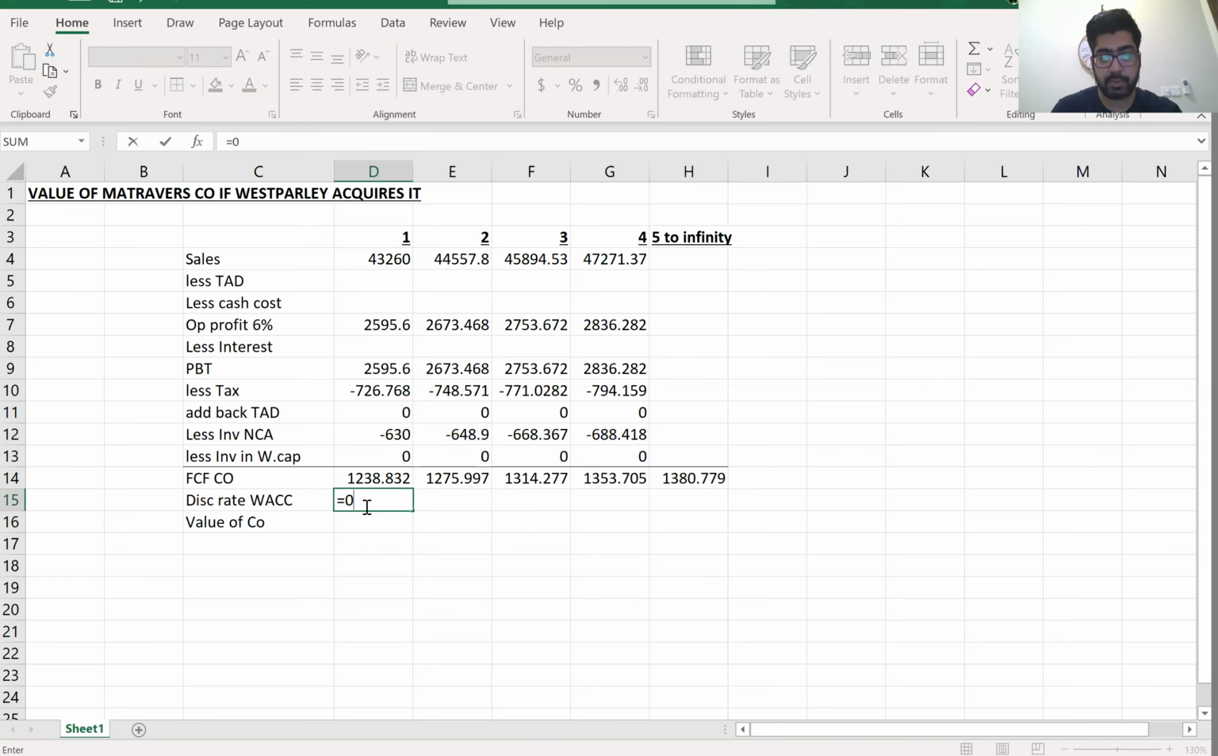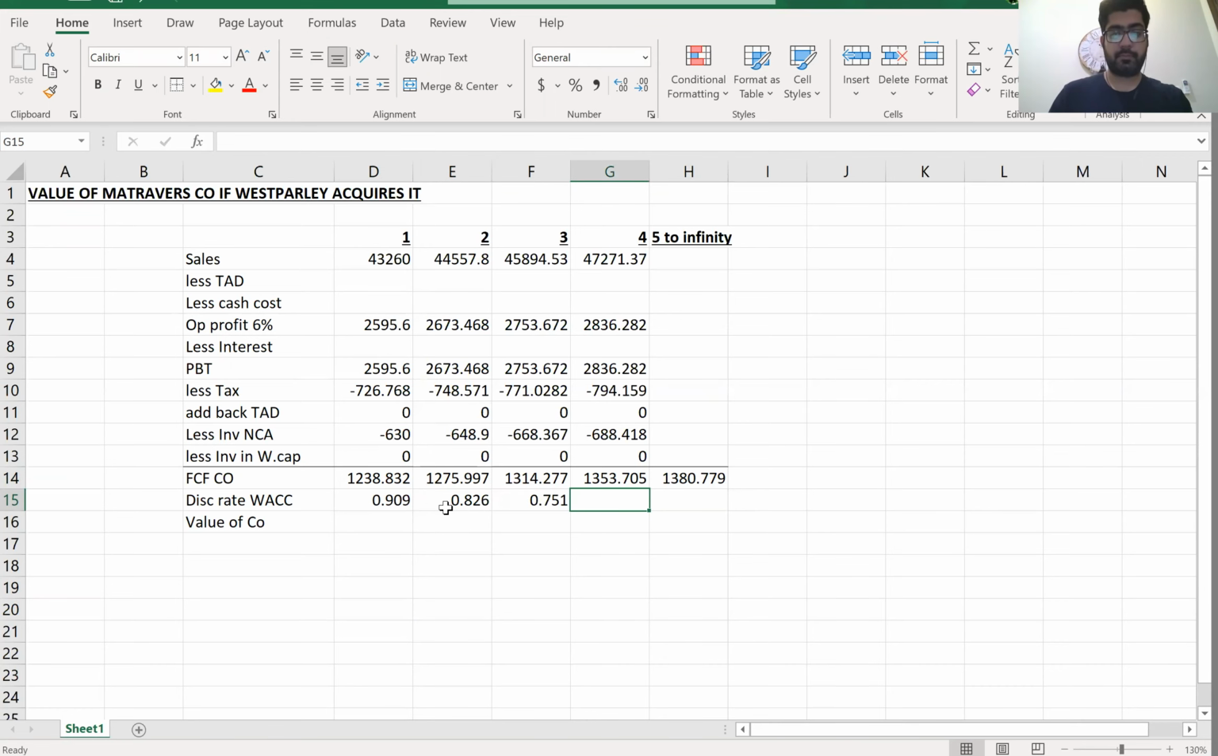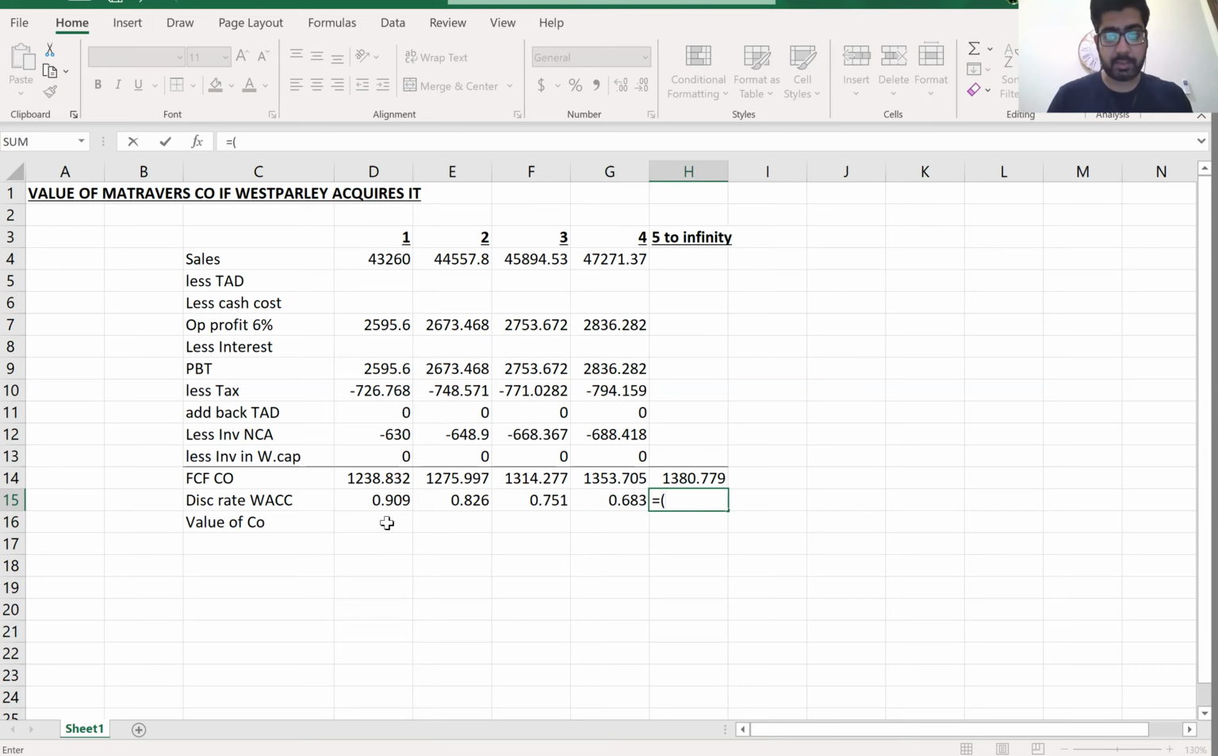Discount rate WACC is 10%, so 0.909. For 5 to infinity, you have been told to take in my classes the last discount factor, that is 0.683, the last discount factor, over WACC minus G. So WACC is 0.1 minus G 0.02. This is for perpetuity factor, last discount factor over WACC minus G. So multiply that to get value of company. So D14.